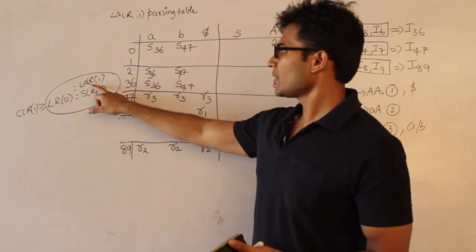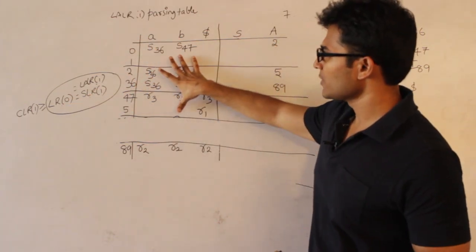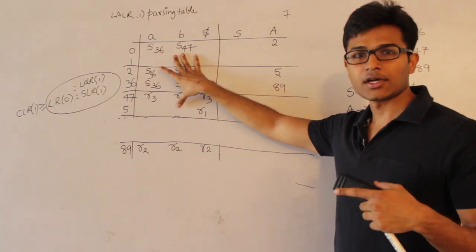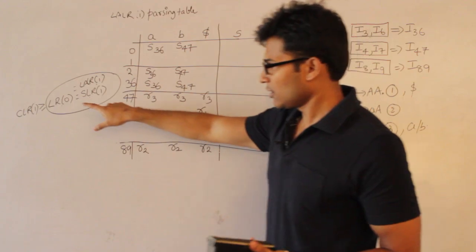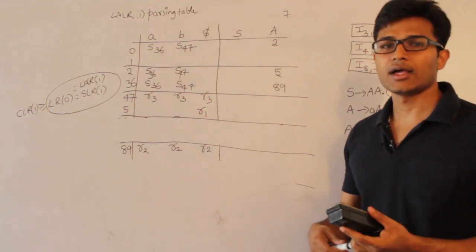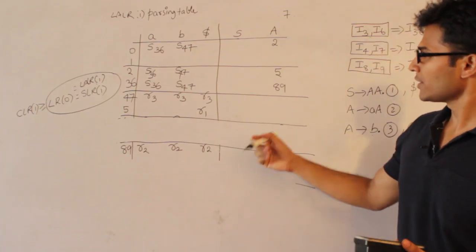So for the LALR1 parsing table, LR0 and SLR1, all of them will have the same number of states, and the number of states will be equal to the number of states in the canonical collection of LR0 items. In the CLR1 parsing table, the number of states could be more because of adding look aheads. Okay, so let's see some more examples and you will understand it better.